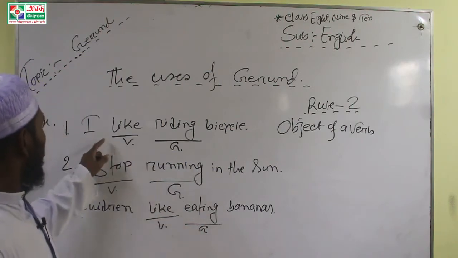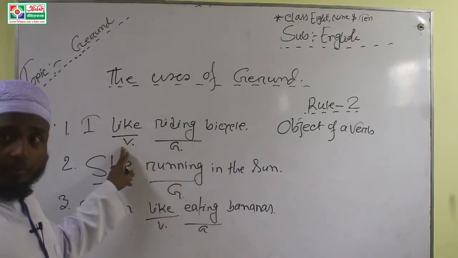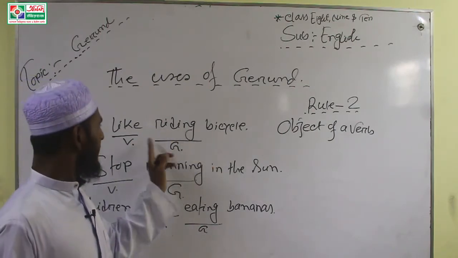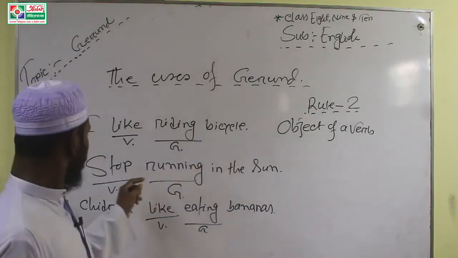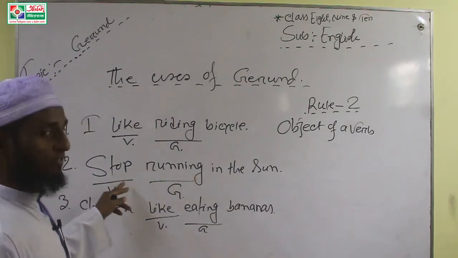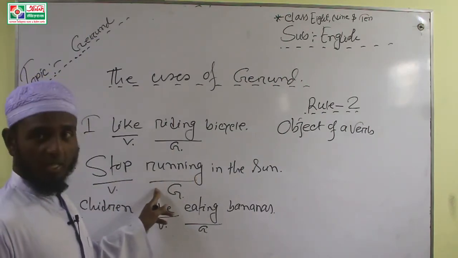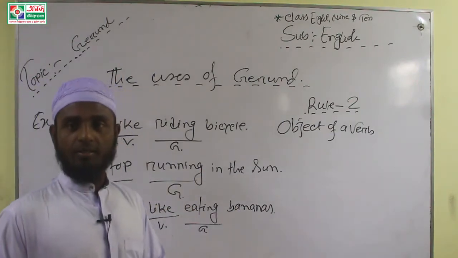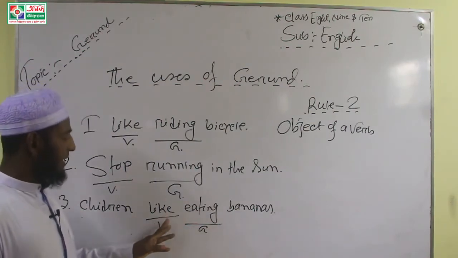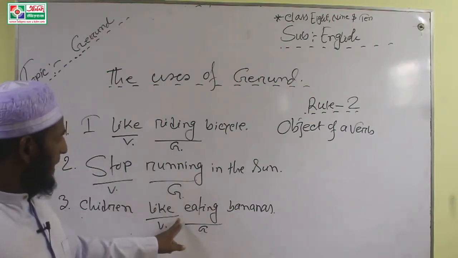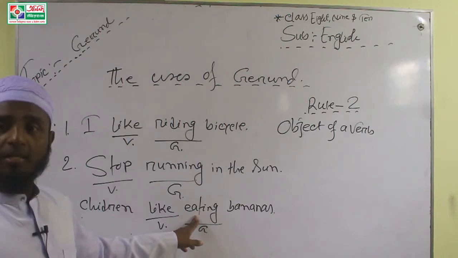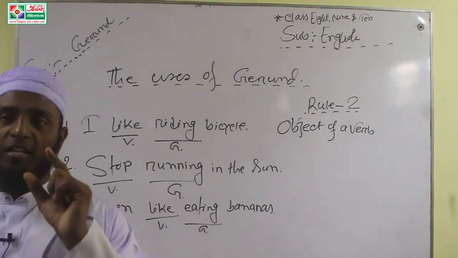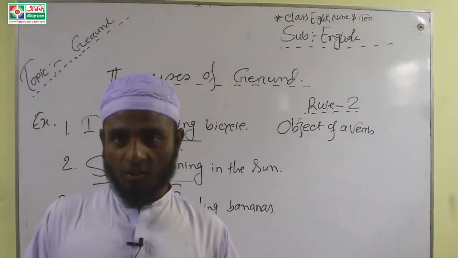So I like riding bicycle. This is verb and its object, that means gerund. Stop running in the sun. Stop is verb here, and here is object of verb, that means gerund. And children like eating bananas. Like is here verb, and it is object of a verb, that means gerund. Gerund means a word based from a verb plus ing is called gerund.